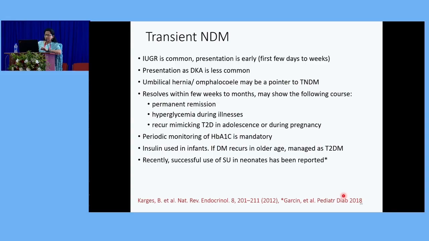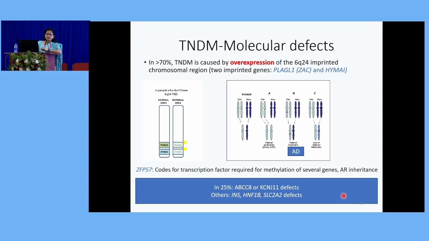So even though the diabetes resolves, you have to keep them in follow-up, which is very, very important. And typically they are managed with insulin when they present in the neonatal period and sulfonylurea when they present later on in adolescence. So the molecular defects in TNDM are very different. The most important one, in more than 70%, is because of overexpression of the 6q24 imprinted chromosomal region. The 6q24 has 2 important imprinted genes, PLAGL1 and HYMAI, and these are maternally imprinted, only paternally expressed.